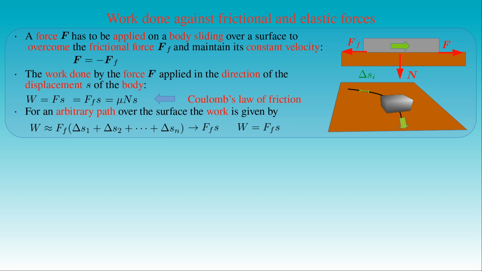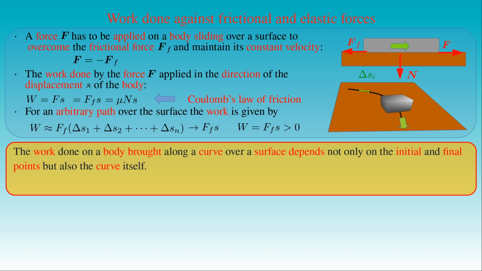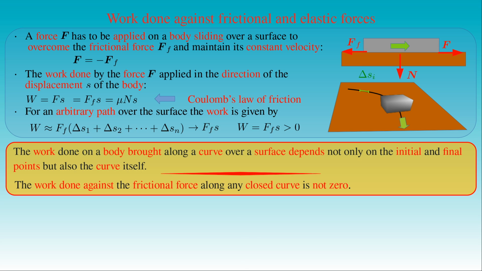of the frictional force times the arc length measured along the path of the motion, and this work is always positive as opposed to the work done by the gravitational force. We can also conclude that the work done on the body brought along a curve over a surface depends not only on the initial and the final points of the motion but also on the curve itself. In other words, the work done against the frictional force along a closed curve does not vanish.